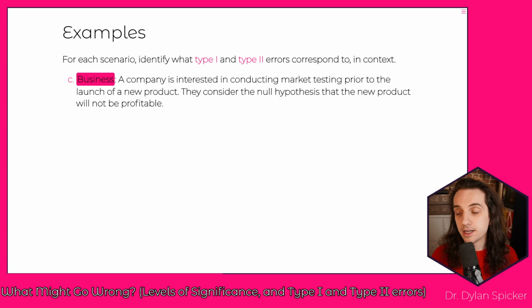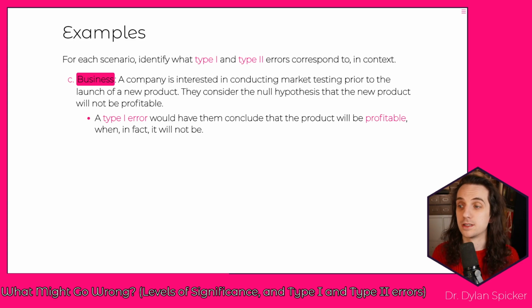The third example here, we have a company that's interested in conducting market testing prior to the launch of their new product. And what they're going to consider is the null hypothesis that the new product will not be profitable. Okay, and so again, type 1 error, we're going to reject that null. So we'll conclude that the new product will be profitable. However, in truth, it will not be profitable, right? So type 1 error, have them conclude that the new product will be profitable when in fact it will not be.